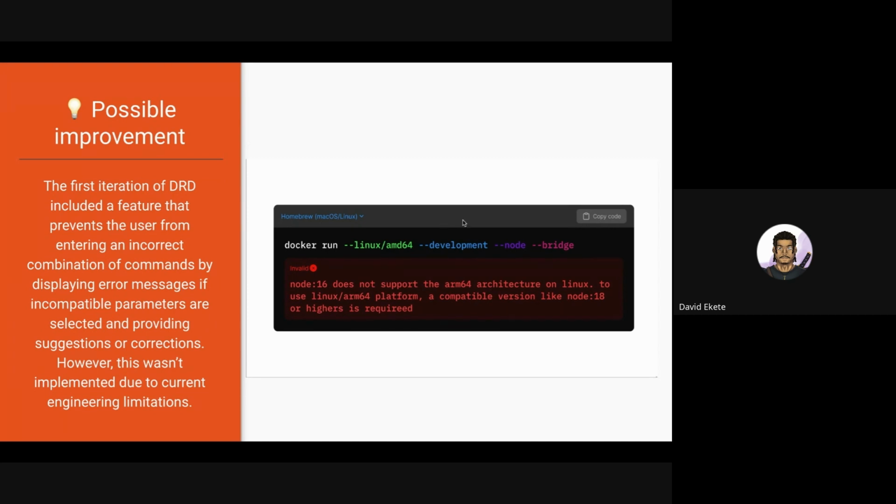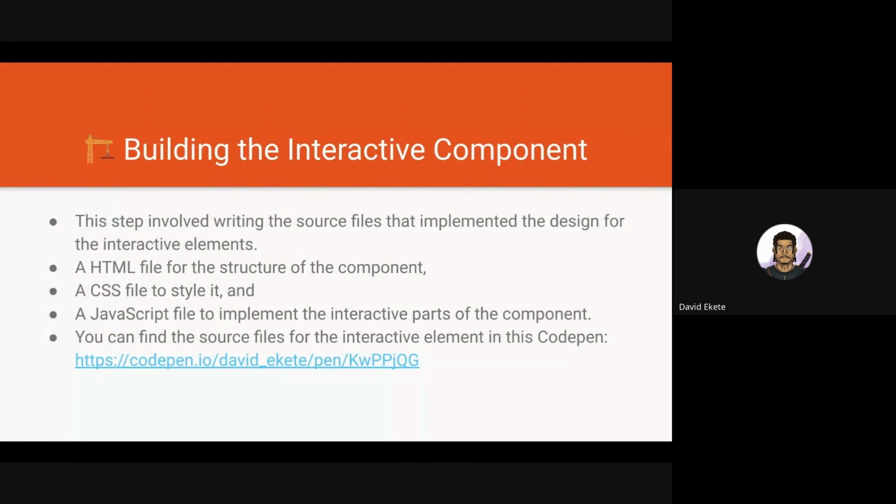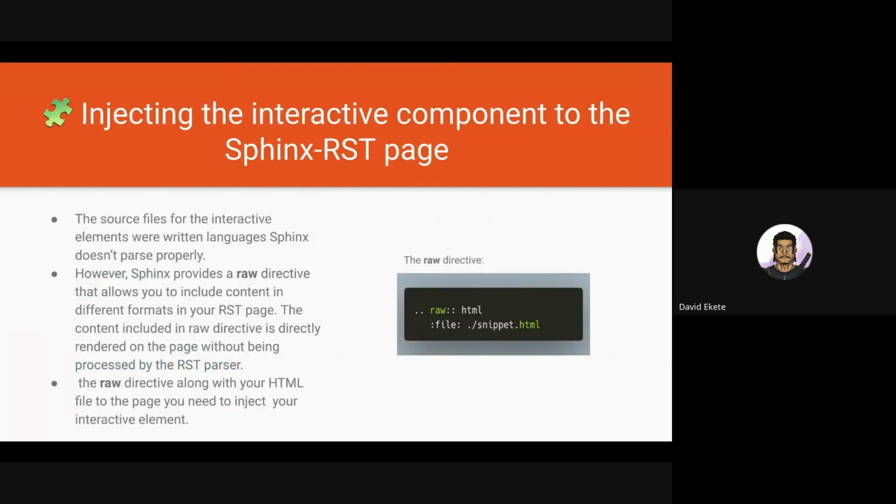Building the interactive components actually involved writing the source files that implemented the design, including an HTML file to structure the components, a CSS file to style it, and a JavaScript file to implement the interactive parts of the components. I left a link to the source files in this CodePen in the slides. Let me know if you want the slides after the show. I would send it to everybody.